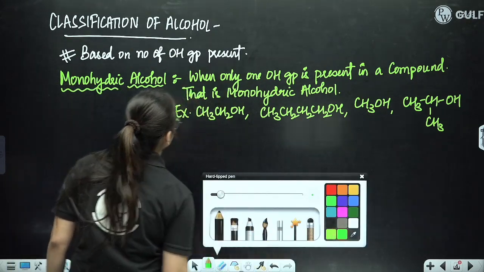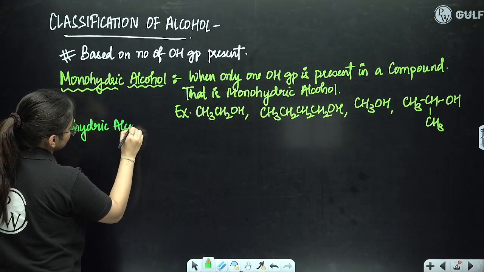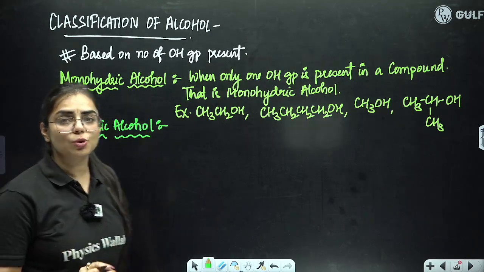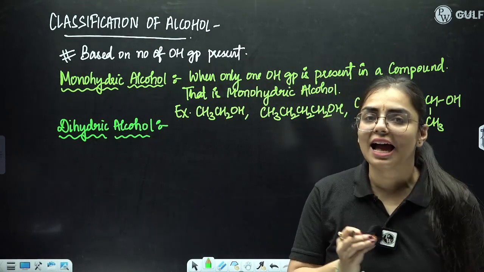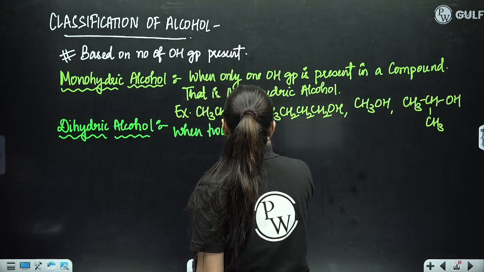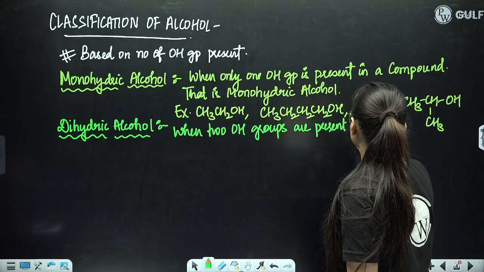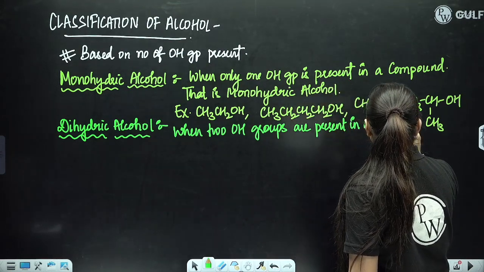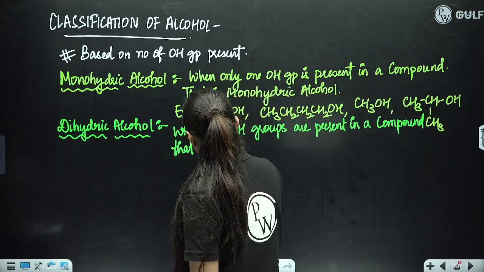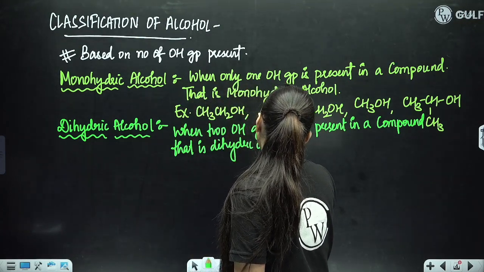Now comes the next part, that is dihydric alcohol. Now, what exactly is it, ma'am? When two OH groups are present in a compound, that creates your dihydric alcohol. When two OH groups are present in a compound, that is dihydric alcohol.